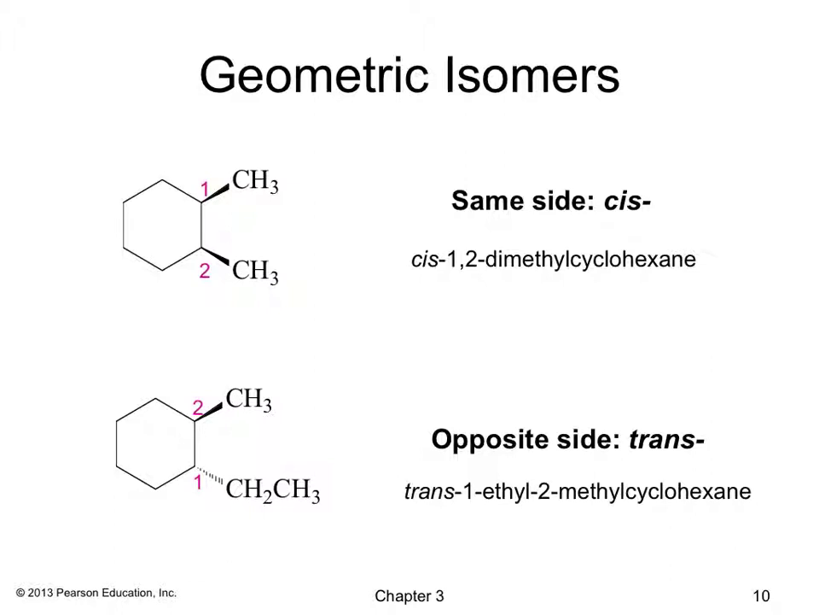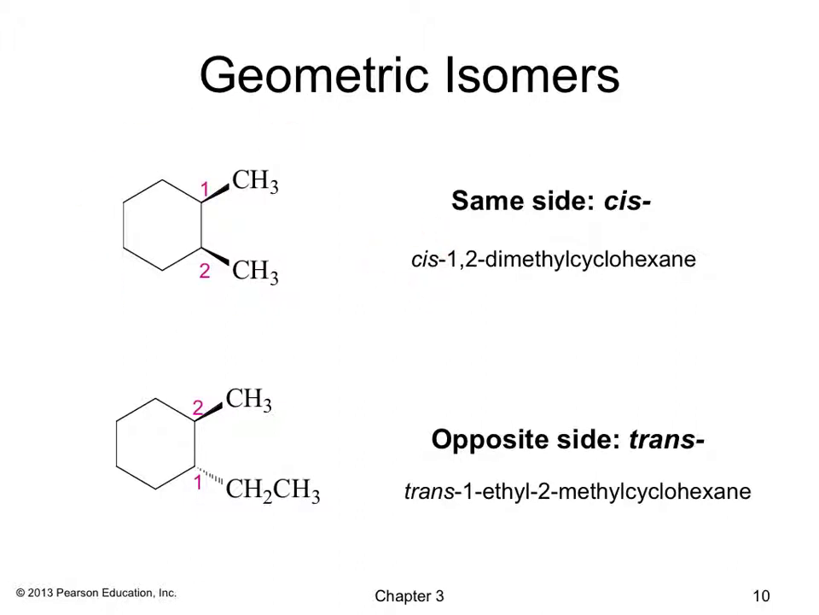Geometric isomers, there's nomenclature called cis and trans. Cis means on the same side, trans means on the opposite side. So as an example shown here, this is 1,2-dimethylcyclohexane, and here it's 1-ethyl-2-methylcyclohexane. In this case, it's on the same side. As a result, you add cis. Note that cis is in italics.